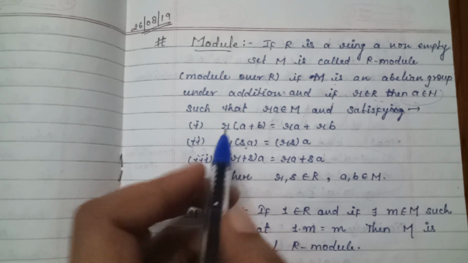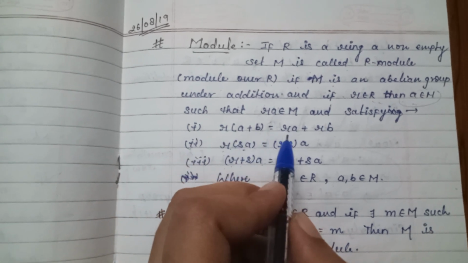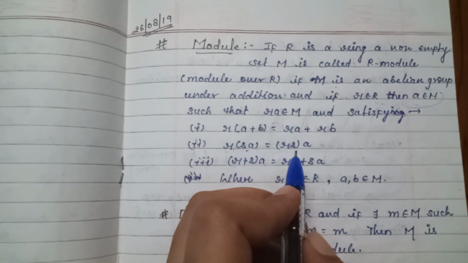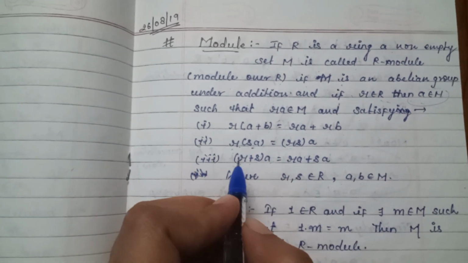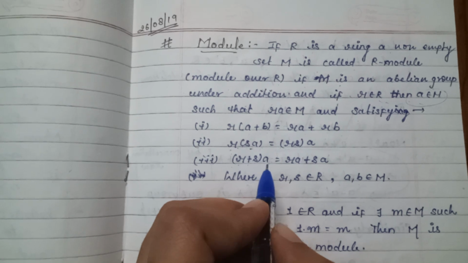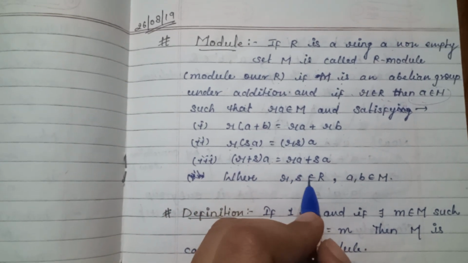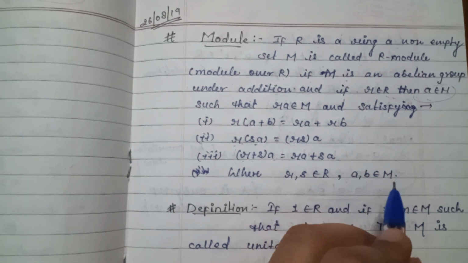The first one is r(a + b) = ra + rb. The second, (rs)a = r(sa). And the third one is (r + s)a = ra + sa, where r, s belong to capital R and a, b belong to M.